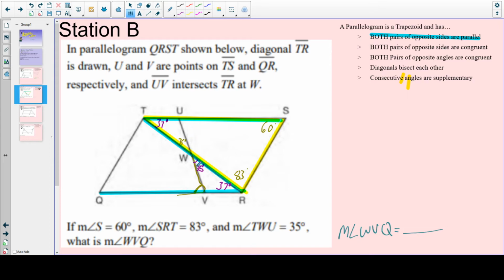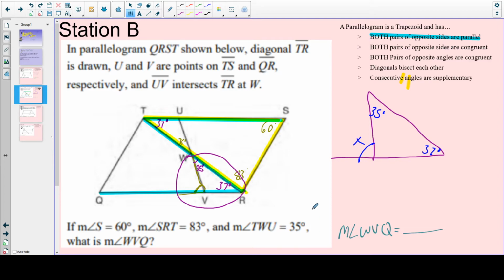Okay? But check this out. I'm going to take this shape, and I'm going to redraw it over here. Okay, I want to show you something pretty interesting. So, this was 35 degrees. This was 37 degrees, and we're looking for this.